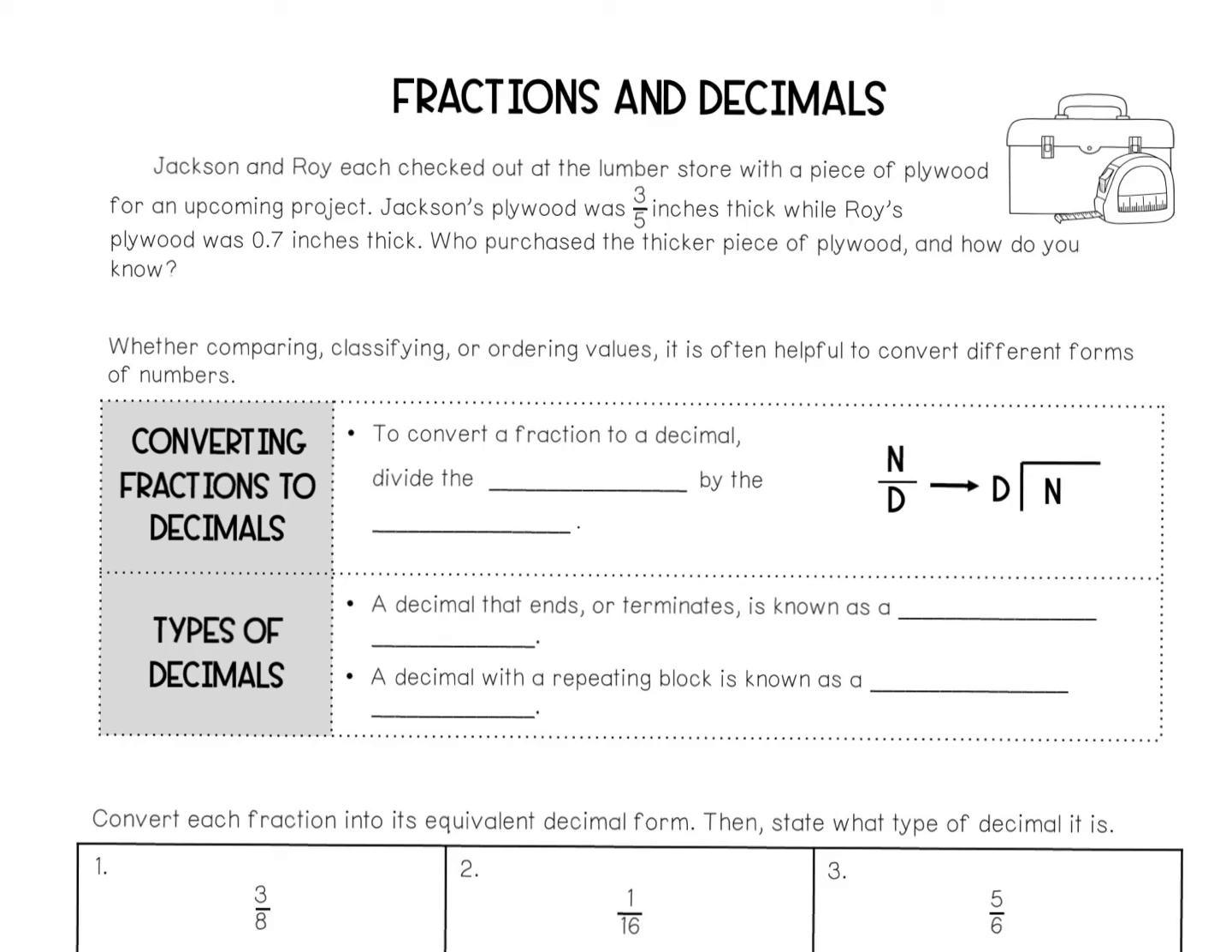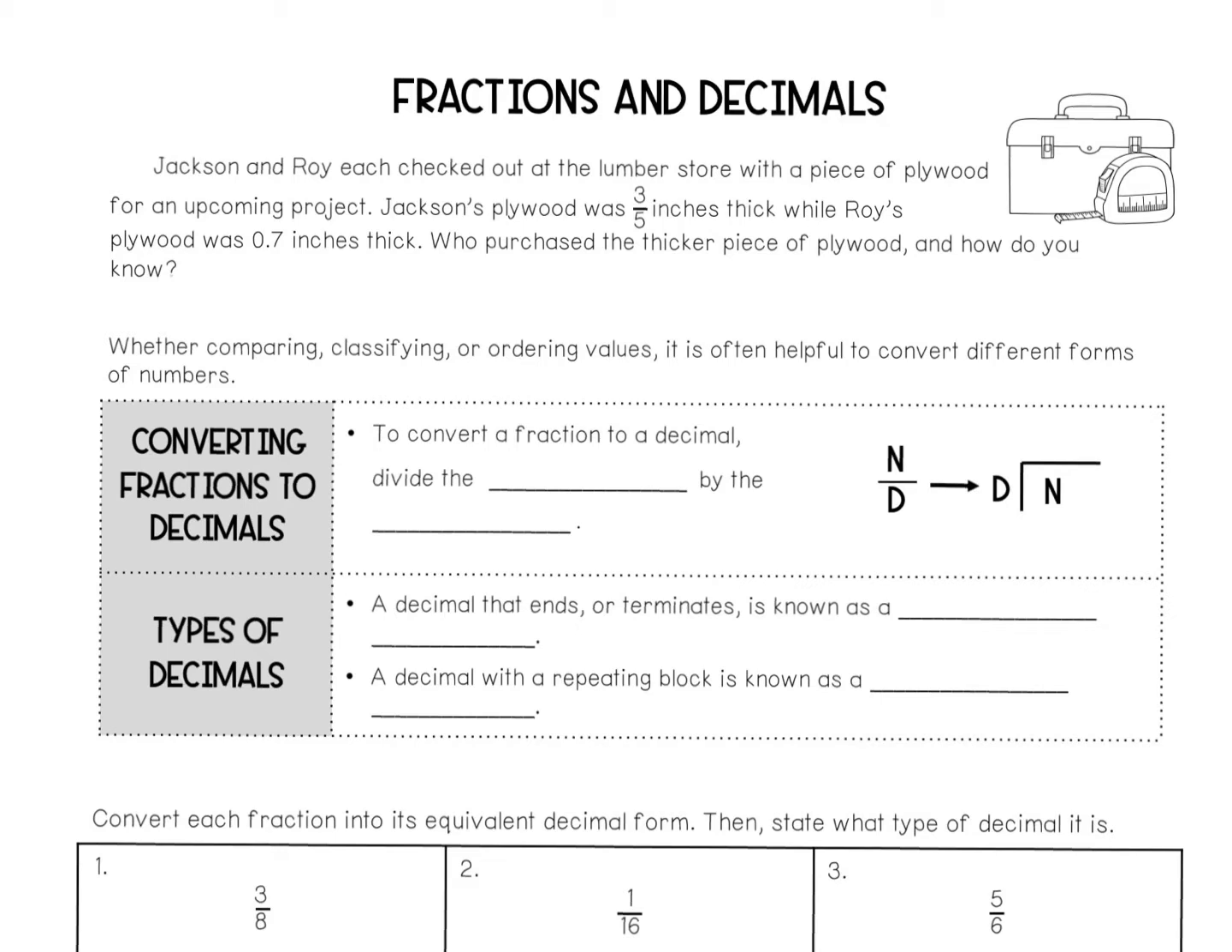This lesson is on fractions and decimals and converting between the two forms. Jackson and Roy each checked out at the lumber store with a piece of plywood for an upcoming project. Jackson's plywood was 3/5 inches thick, while Roy's plywood was 0.7 inches thick. Who purchased the thicker piece of plywood, and how do you know?